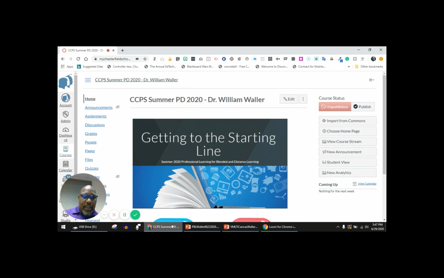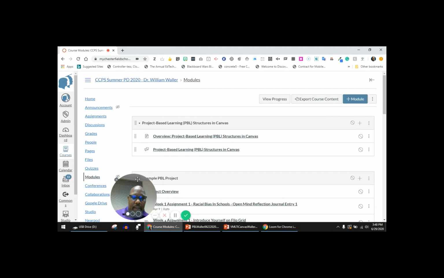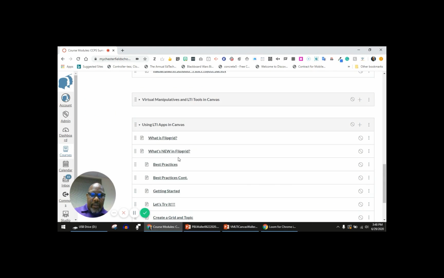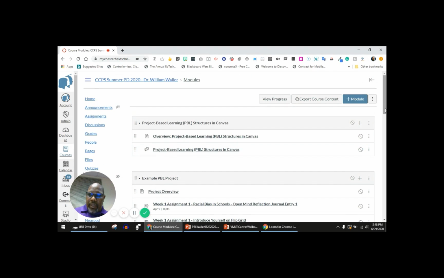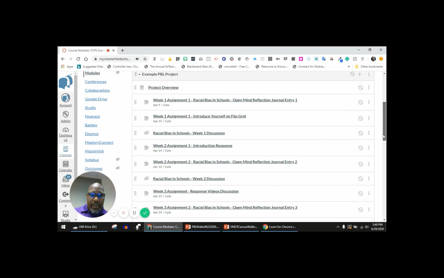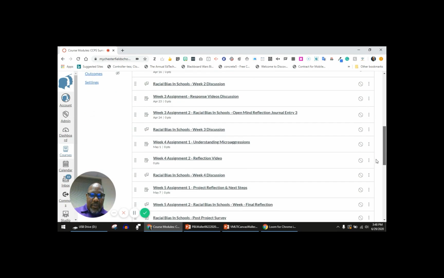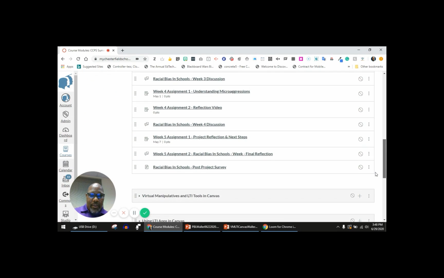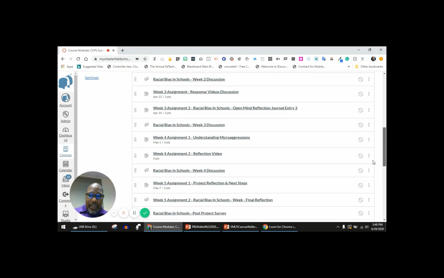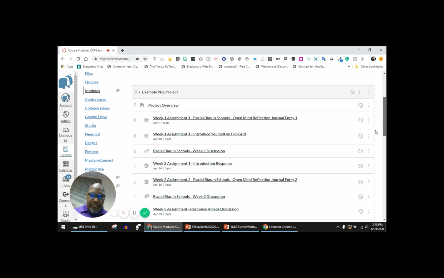So now we're going to go to the course that I designed for this particular session, so that we can look at a sample PBL project. So I'm going to go to the modules, and you can see here that the example PBL project is laid out here, where you have a number of assignments and activities that's laid out throughout a fixed time period. So we'll start with the project overview.